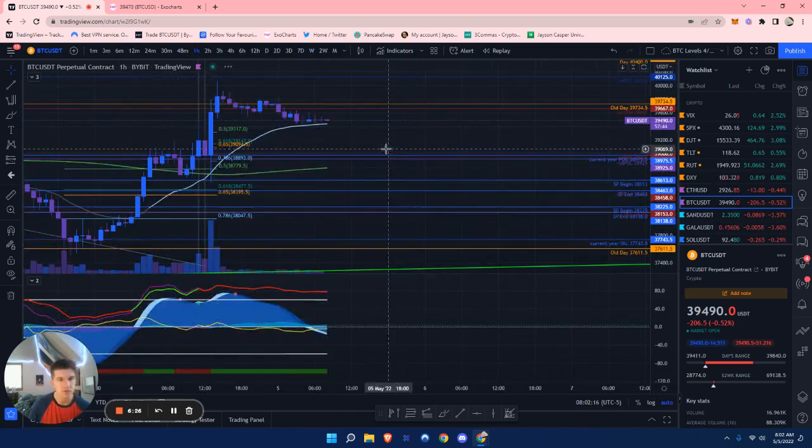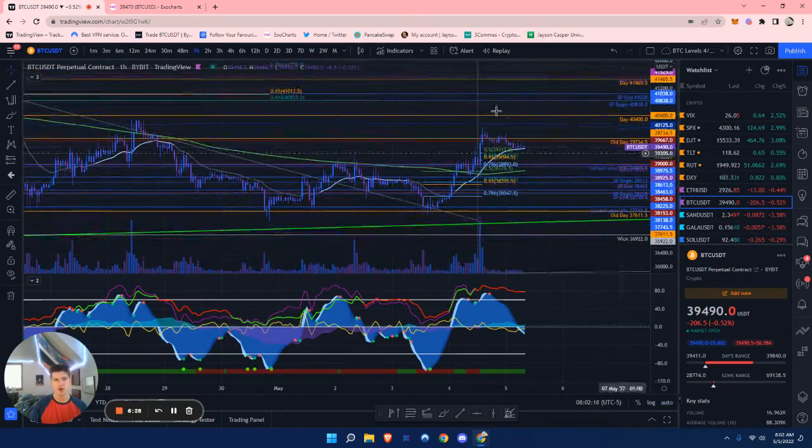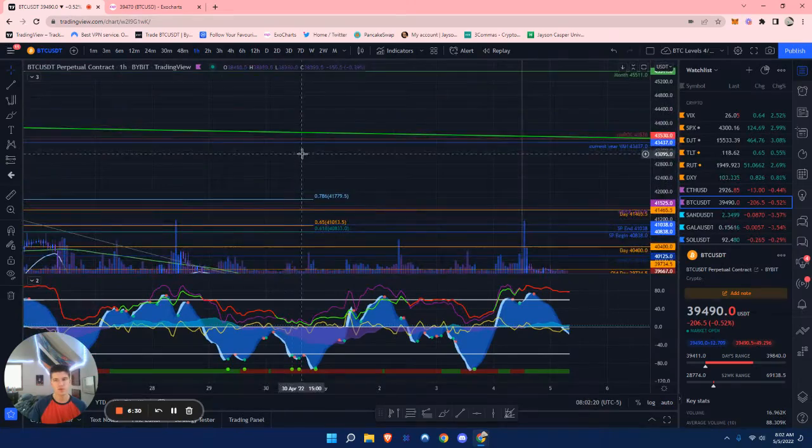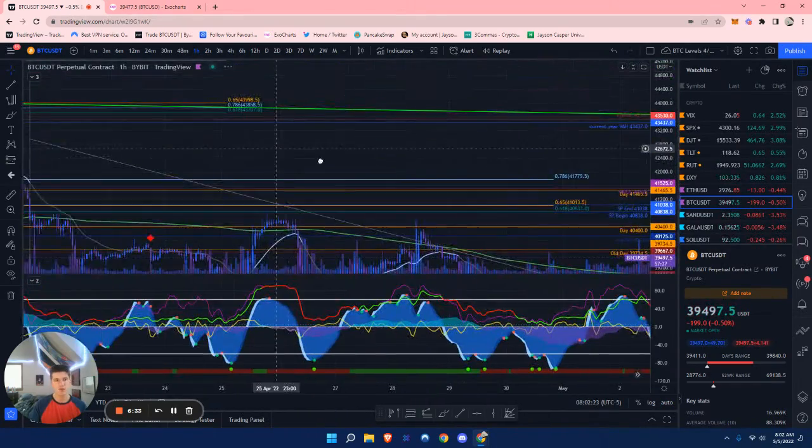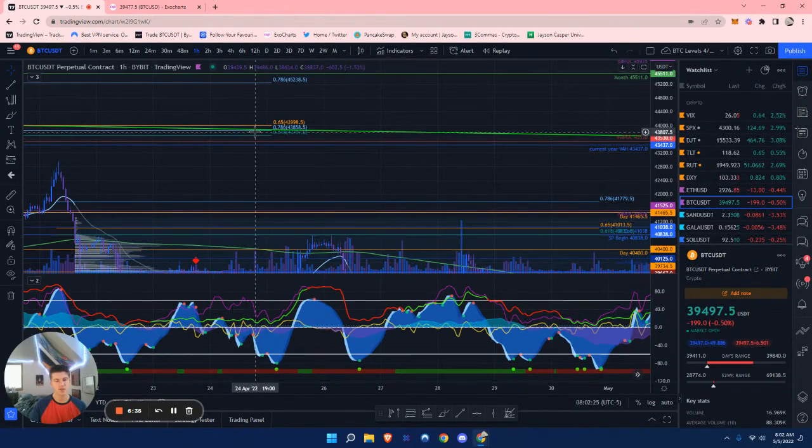ring of resistance if we go to the hourly and just zoom up again. And you can see this is a golden pocket, a 0.786 current year value area high, and a naked weekly point of control. So a lot of resistance there, and I'd definitely be looking for a short there.